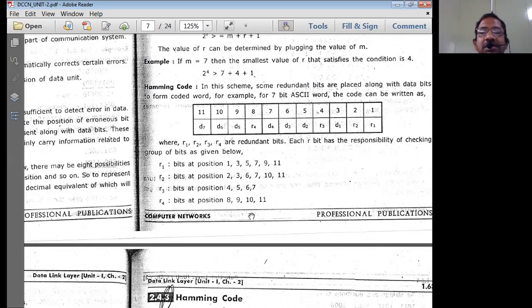Now, next is R1 bit positions. R1 bit set positions are 1, 3, 5, 7, 9, 11. So what is the gap here in between these two? It's going to be 2. So in terms of the gap of 2, we normally have the R2 bit set positions: 2, 3, 6, 7, 10 and 11.